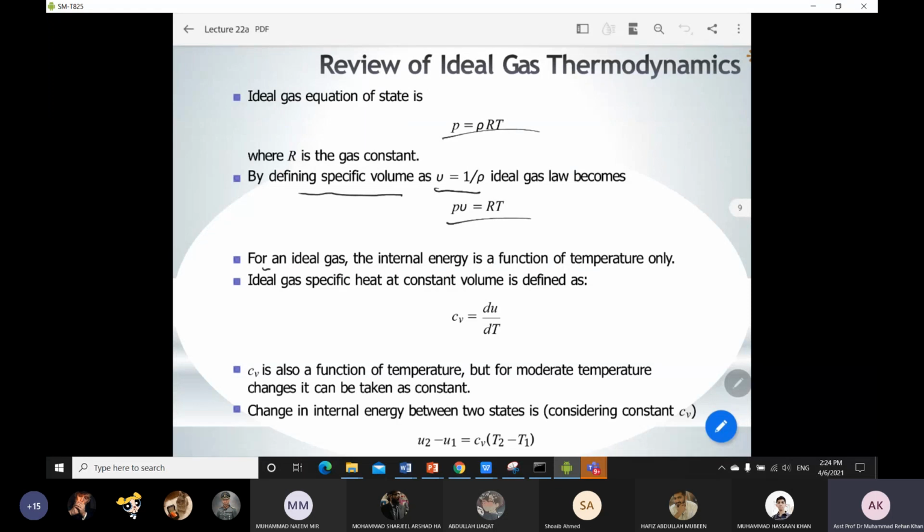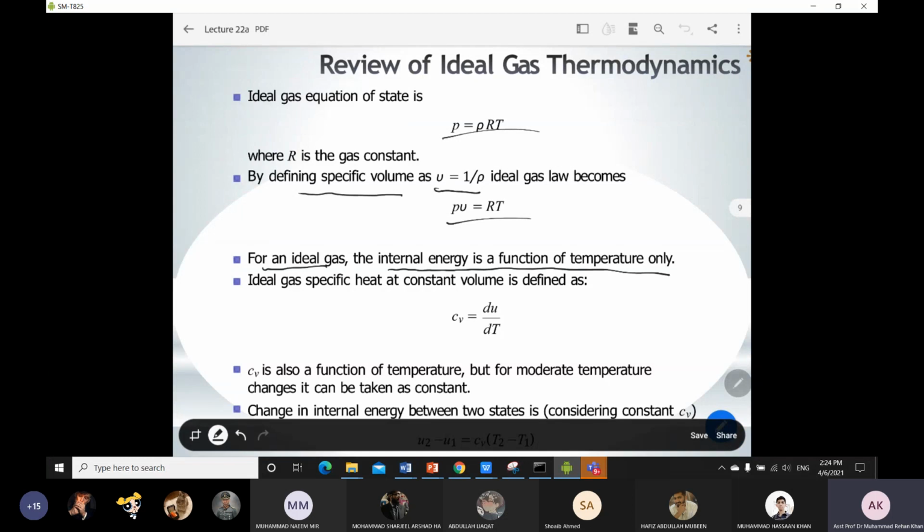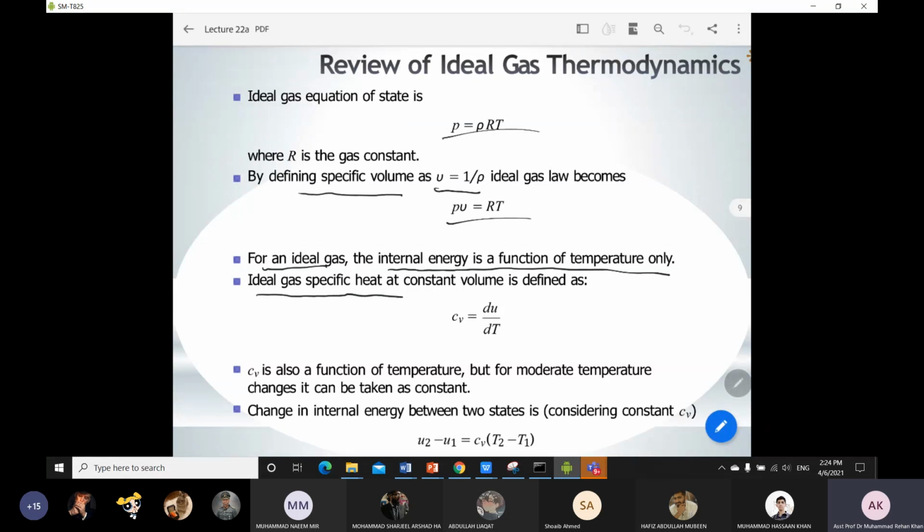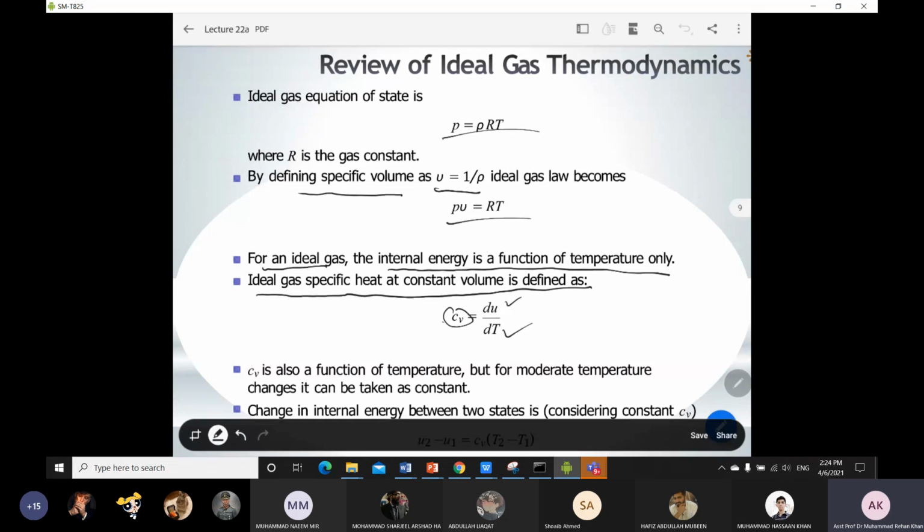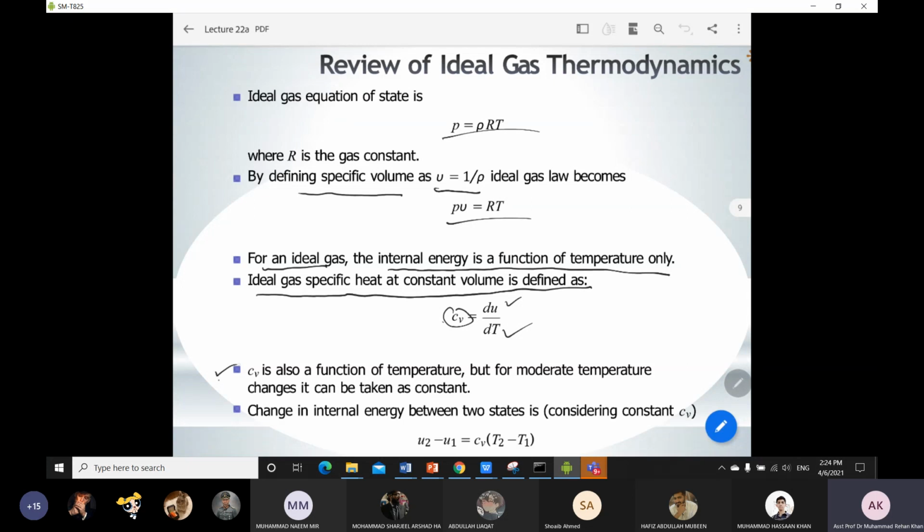And then for an ideal gas, the internal energy is a function of temperature only. So ideal gas specific heat at constant volume is defined as Cv = du/dT, because these relations you have already seen in the previous lectures as well. These are not new. Cv is also a function of temperature, but for moderate temperature changes, it can be taken as constant.